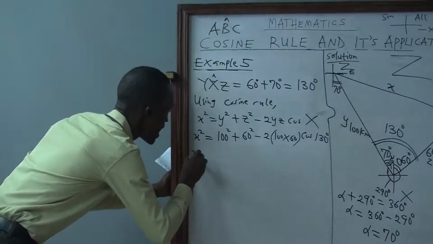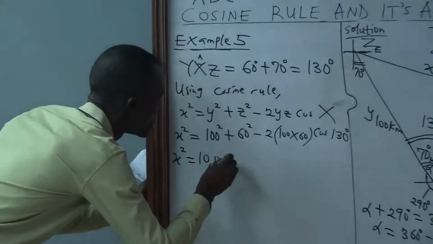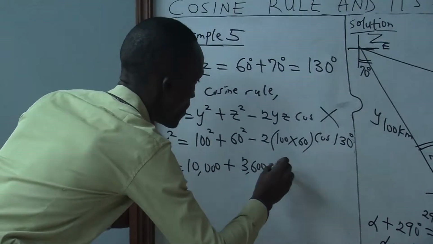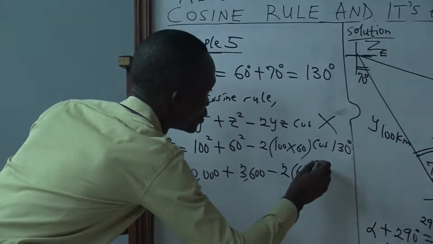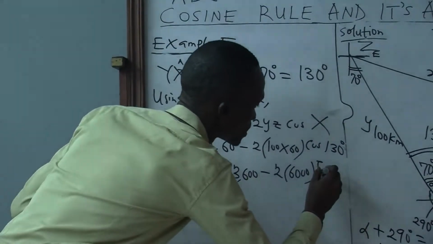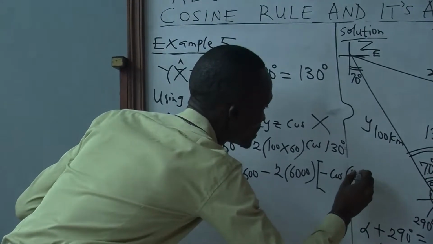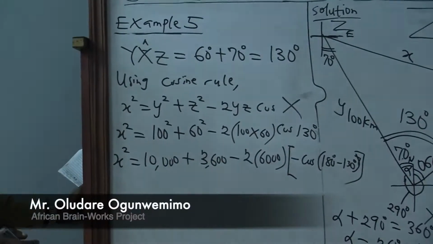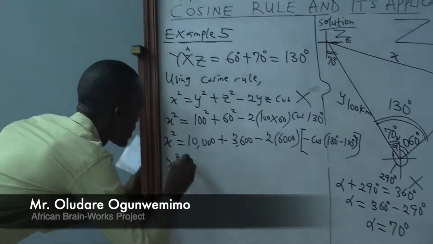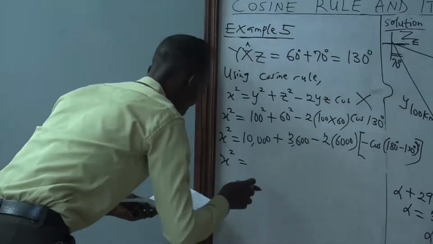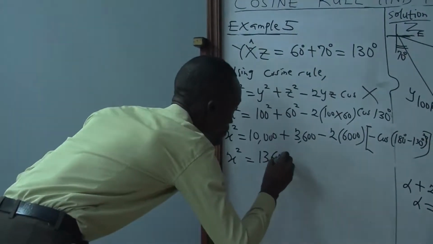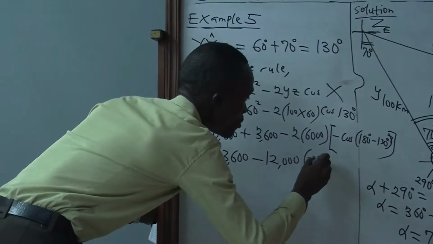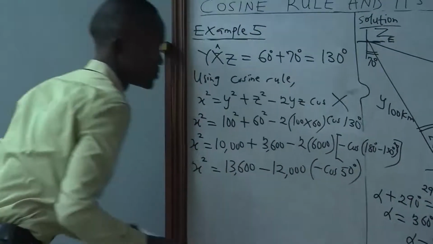So from there we have x squared to be 10,000 plus 3,600 minus 2 into 6,000. Then this one will be minus cos 180 degrees minus 130 degrees. So from there, we have x squared to be 13,600 minus 12,000 into minus cos 50 degrees.